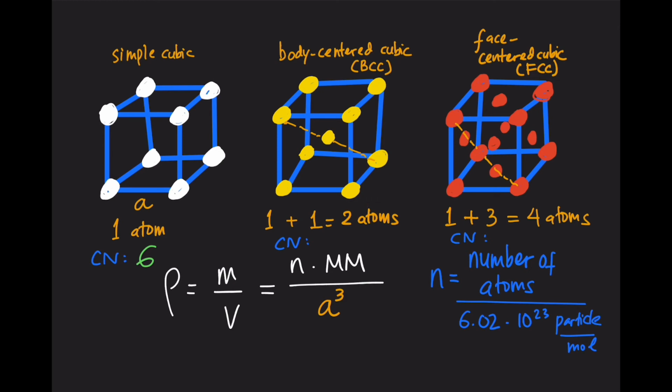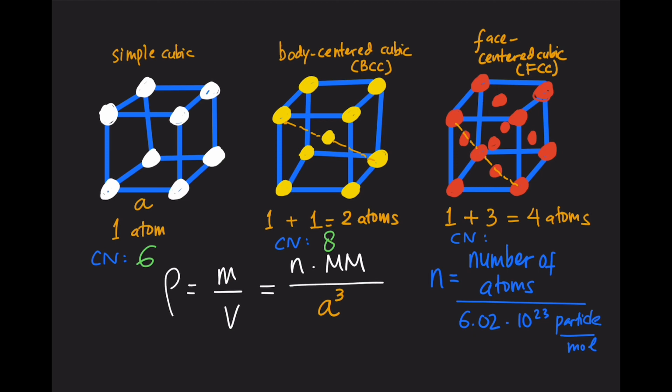Now let's take a look at the body-centered cubic. For body-centered cubic, the easiest atom to count the neighbors on would be the one in the middle. You can see the one in the middle is the closest to 1, 2, 3, 4, 5, 6, 7, and 8 atoms, and therefore the coordination number would be 8 for the BCC.